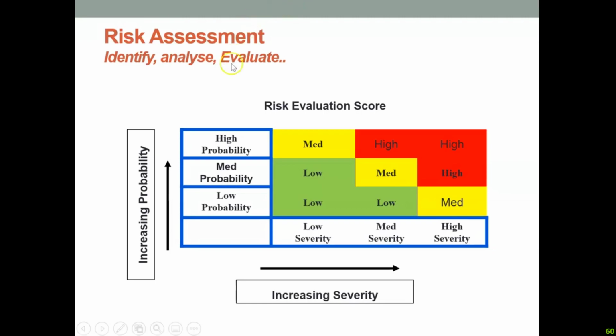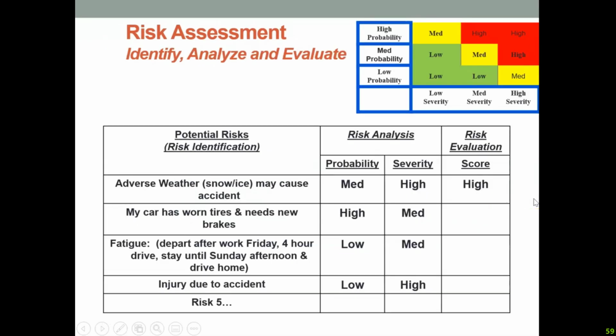So we've got our risk ranking matrix here. What you have is increasing probability going this way and increasing severity going this way. If we have something that we rank as a high probability and a medium severity, it's going to bring us here on our chart, so our result will be high. If we've something that we've ranked as a medium probability and a low severity, it's going to bring us here on our chart and we're going to give it a low score. So we're going to look at our risk evaluation.